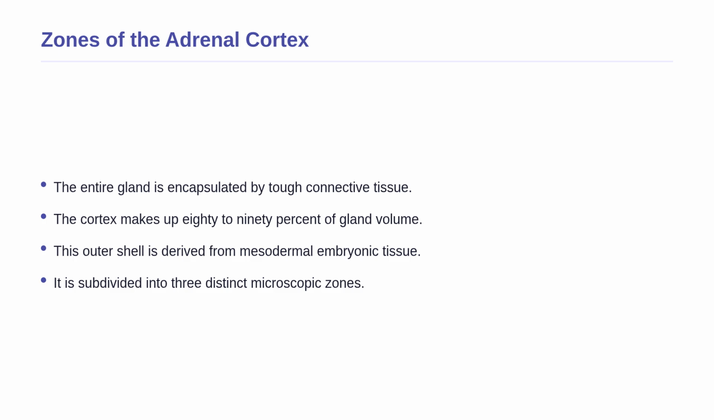When we look closer under a microscope, we see that the cortex is not just one uniform mass of cells. It is actually subdivided into three highly distinct microscopic zones, each with a very specific and life-saving job to do.